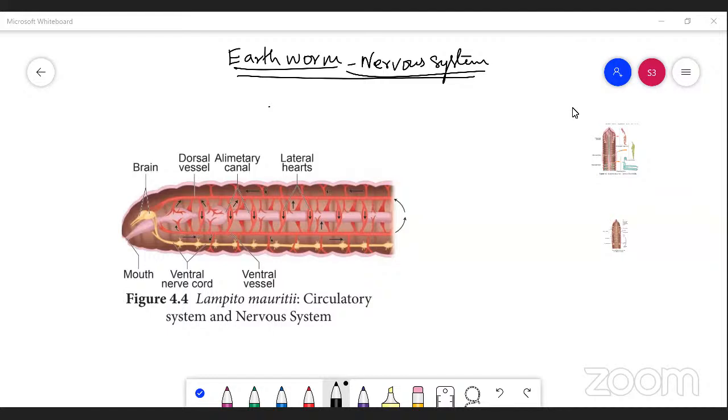Embryologically, the earthworm nervous system originates from the ectoderm. Right? This nervous system is a very complicated structure. It originates from the anterior part of the alimentary canal, and it is formed and spread from the anterior part of the body to the posterior part of the body.